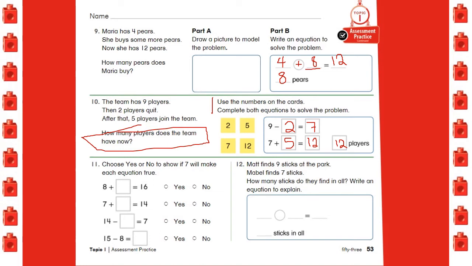Number 11. Choose yes or no to show if 7 will make each equation true. So, if we put 7 in for each of these, will they be true? Okay, well, let's see. We have to test them out, and hopefully you did that and got this answer. 8 plus 7 does not equal 16, so we put a no there. 7 plus 7 does equal 14, yes. 14 minus 7 does equal 7. Yes. 15 minus 8 does equal 7. So your answers for number 11 should be no, yes, yes, yes.